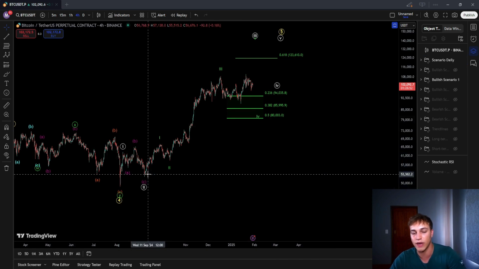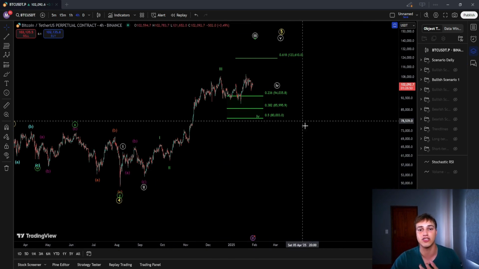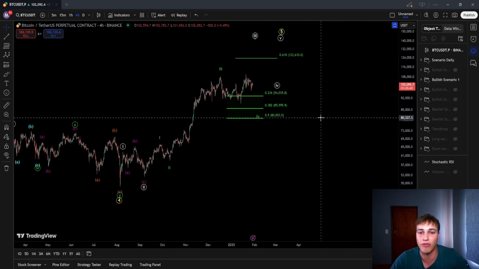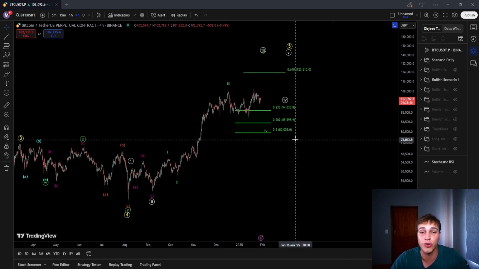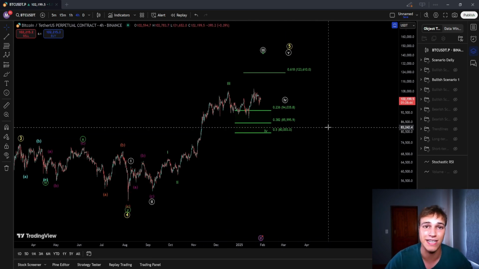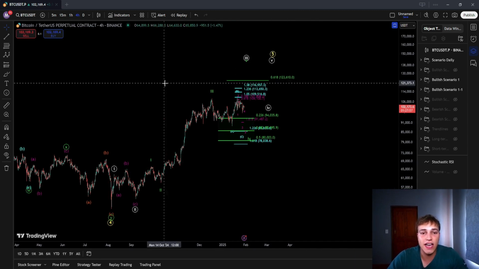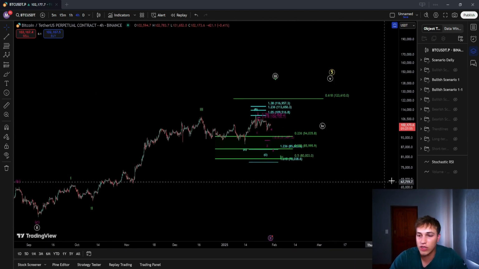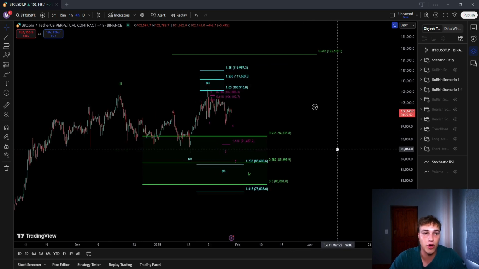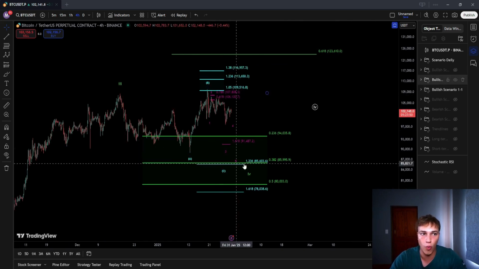$150,000. That's where I do expect BTC to top out if the government does not change, or the US government does not put massive amounts of money into Bitcoin in the coming months. We can see here that this is our scenario, or main scenario at the moment, for this green wave 4.